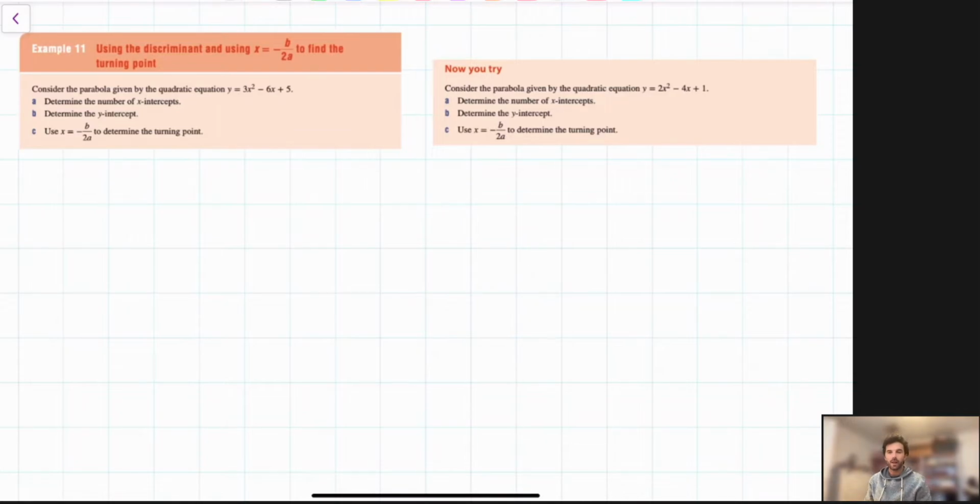We're going to be looking at continuing on with parabolas, sketching parabolas, in particular using the line of symmetry equation, which comes from our quadratic rule formula. X is equal to negative b on 2a. So let's have a crack at example 11.